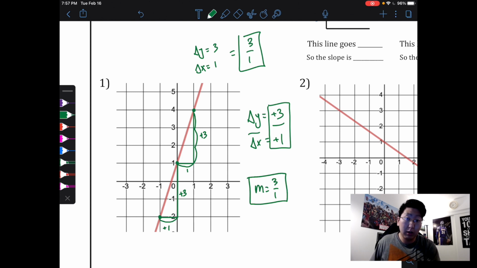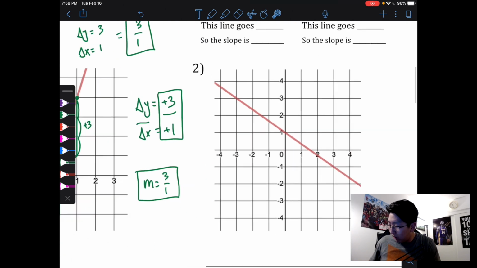So our growth, our rise, our slope, right? We're going to start using the word slope every time now. Our slope is 3, and it's a positive 3. So you can also see that the line is going in an upward direction. Okay? So I'm throwing a lot at you right now. Let's go ahead and look at this one.